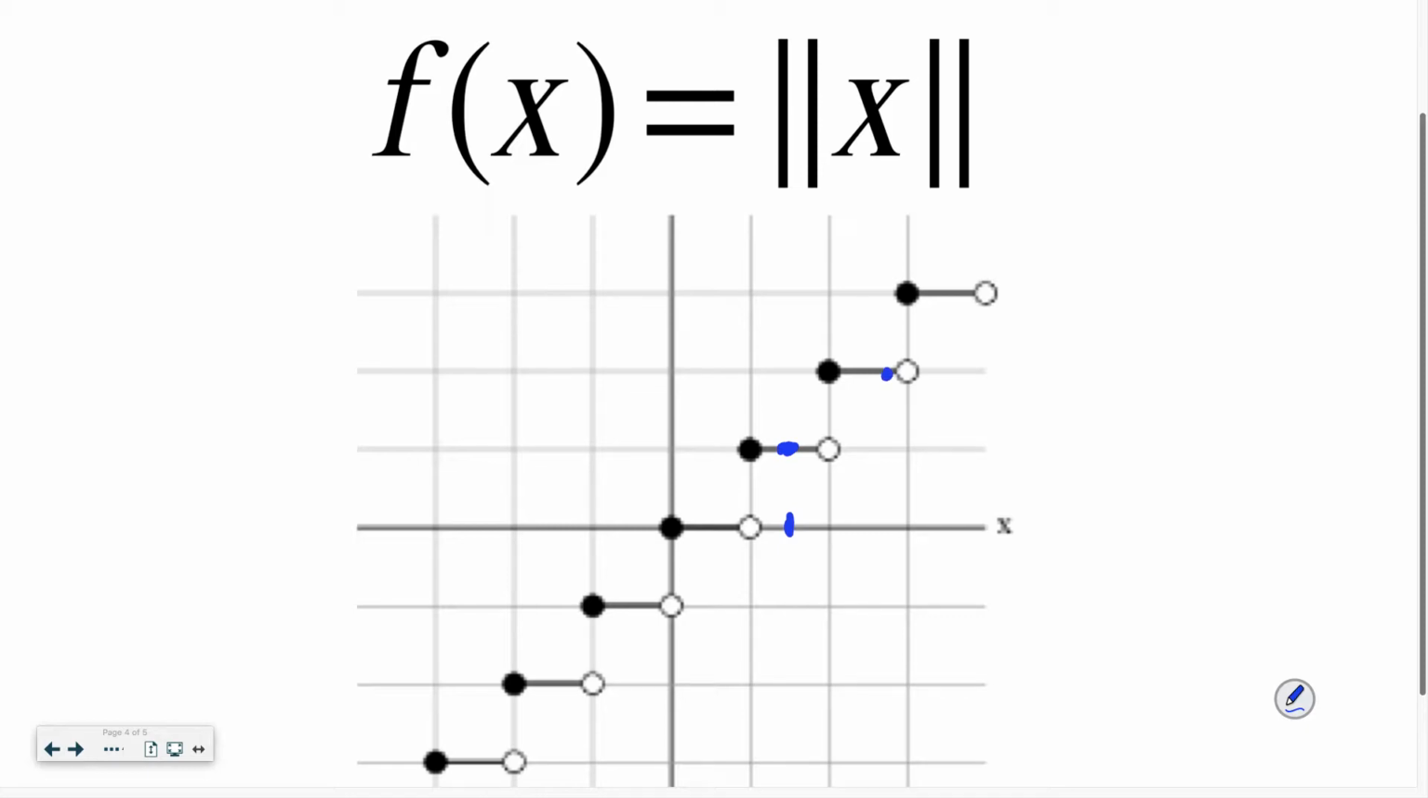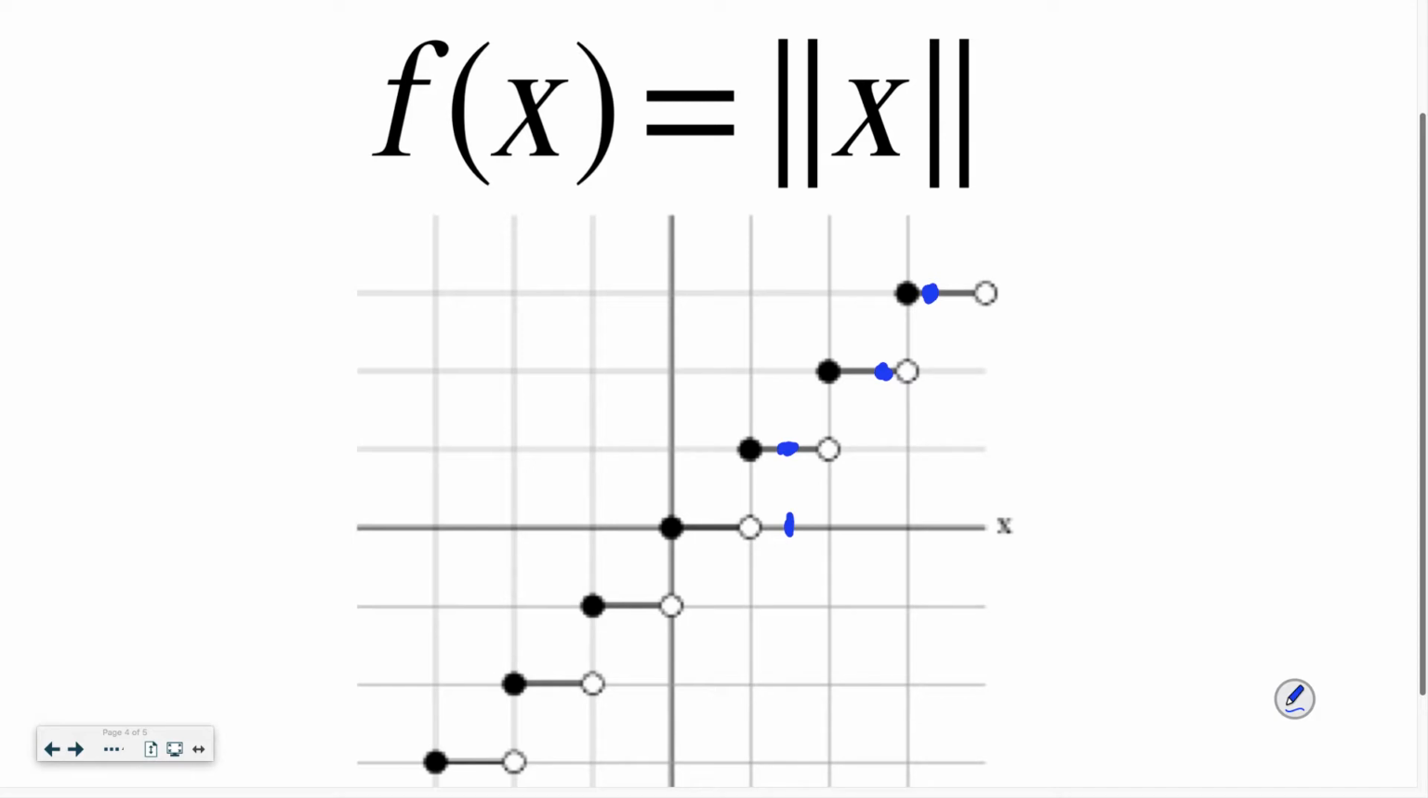What's like the x value right here? 2 3/4, and our y value is 2. What's the x value right here? 3 1/5. What's our output? 3. What kind of numbers are our outputs? Integers. The greatest integer function.